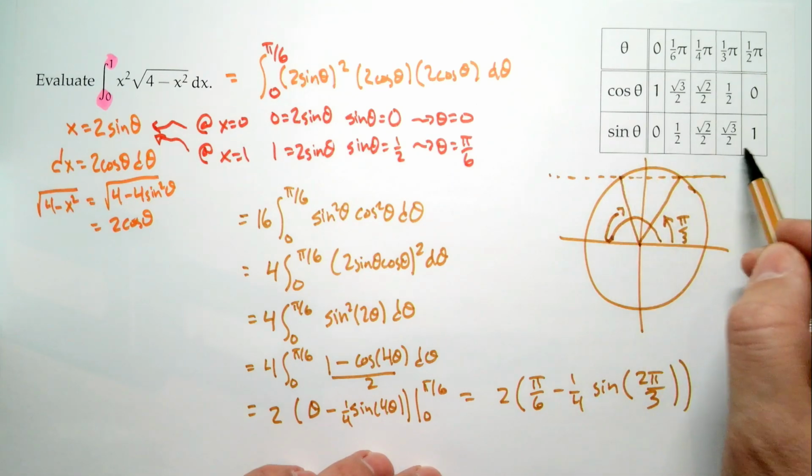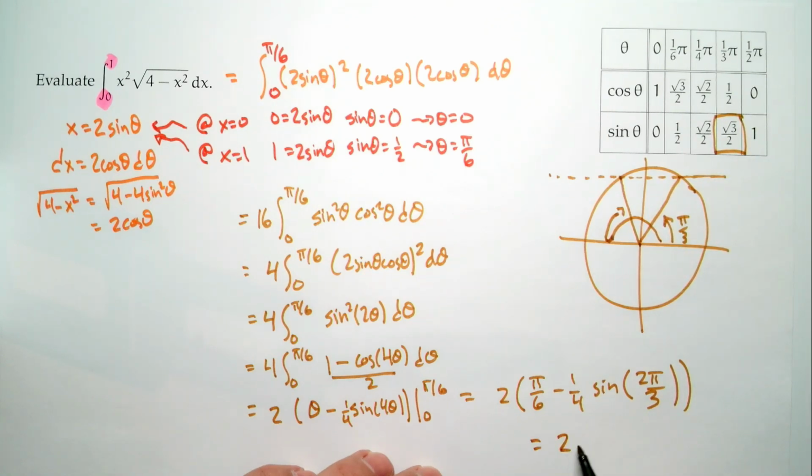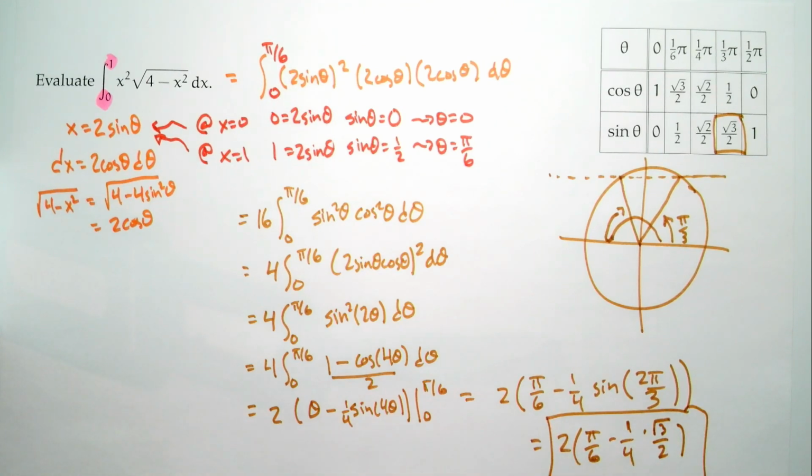Well, sine of pi thirds is given to us. So this is 2 times pi over 6 minus 1/4 times the square root of 3 over 2. You can multiply it out if you wanted to. All right, so that's that problem.